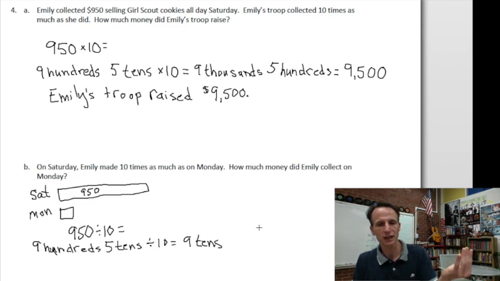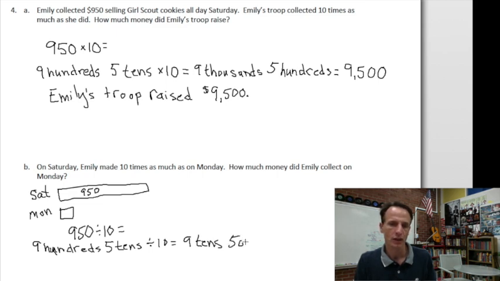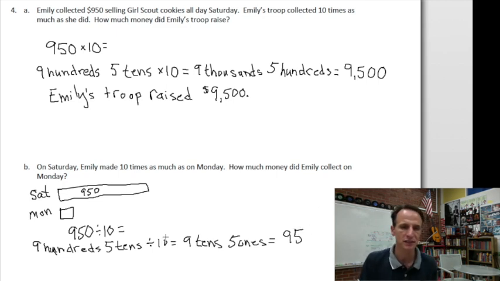5 tens divided by 10, 5 ones. Now to write this in standard form is easy. 9 tens, 5 ones. What's the number? 95. Does that make sense for a value for Monday? 95, there we go. Now I need to write my statement to actually answer the question, how much money did Emily collect on Monday?